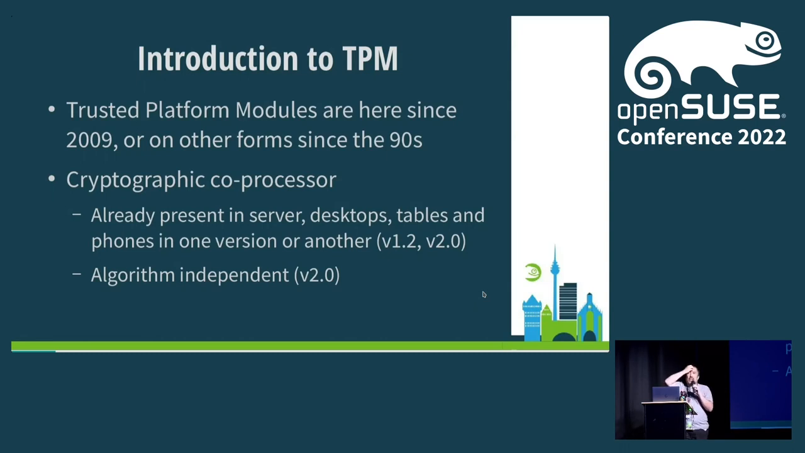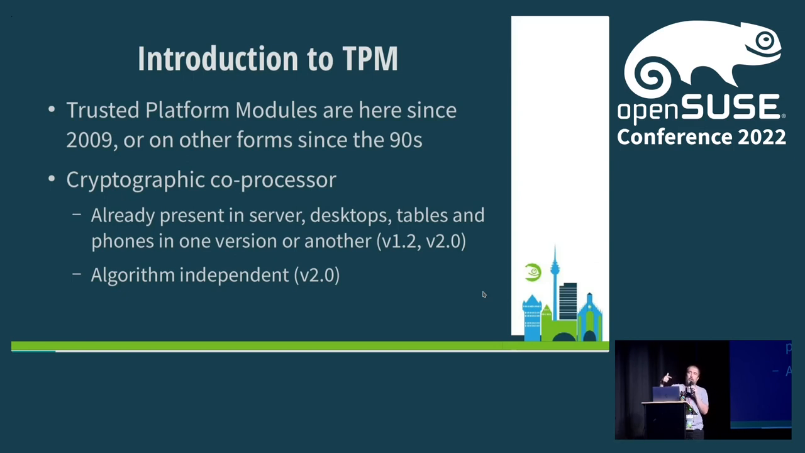So TPMs are kind of old. The specification comes from the late 90s, and I think the first prototype or the first product was in 2009. After that, we had a very fast evolution until TPM 2.0. That is basically what we have in our laptops. Basically, there are two versions that are very widespread: 1.2 and 2.0. But since two years ago, something like that, everything is focused on the new version.